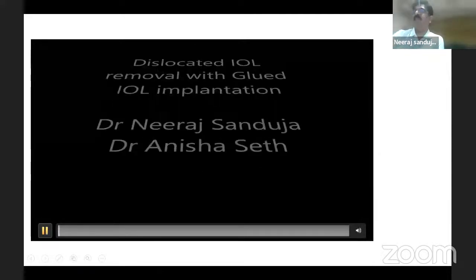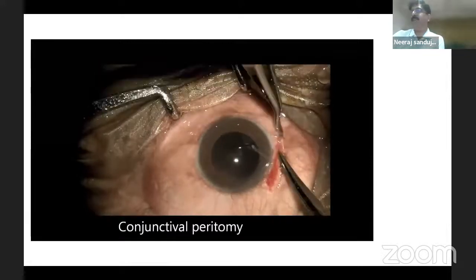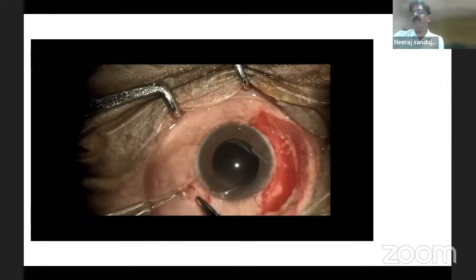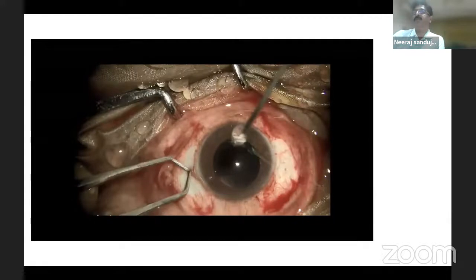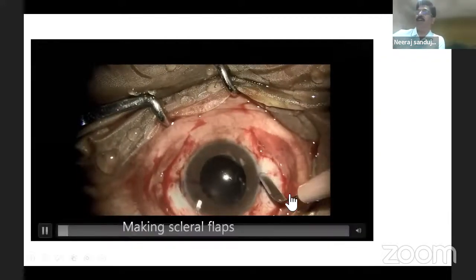I'll be showing something a little different, where a complication of cataract surgery has already happened, like a dropped intraocular lens. This was a case of spontaneous subluxation of the intraocular lens into the vitreous cavity, and the patient was sent to us. So we had planned a glued IOL in this patient.